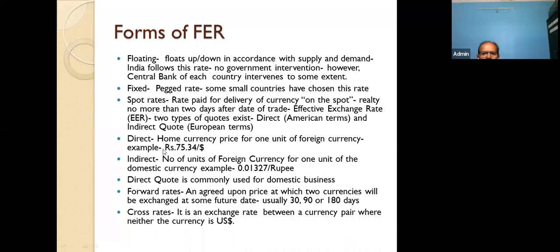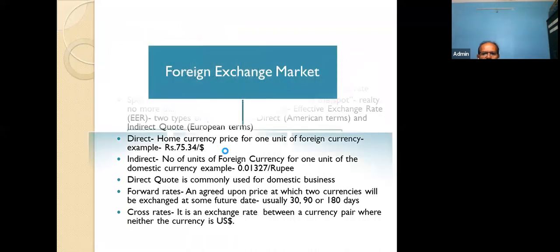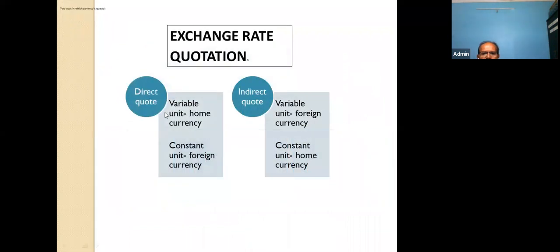So in direct, home currency appears first. So in direct quote, variable unit is home currency, constant unit is foreign currency. Vice versa in indirect, variable is foreign currency and constant is home currency. So please note down this slide.